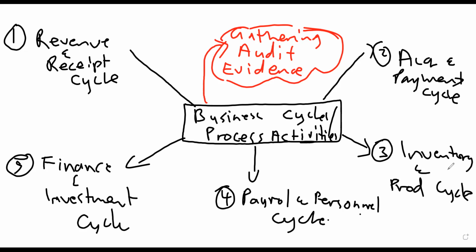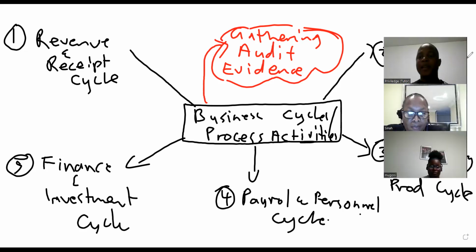And basically, you would observe that the inventory and production cycle actually incorporates both revenue and receipts as well as acquisitions and payment cycle in one. You're going to see it shortly. Then there's payroll and personnel cycle. This one really deals with people. It deals with how management, especially human resource management, ensures that the company hires competent personnel that are qualified and skilled enough to execute their duties to the company, in order to ensure that corporate objectives are attained.